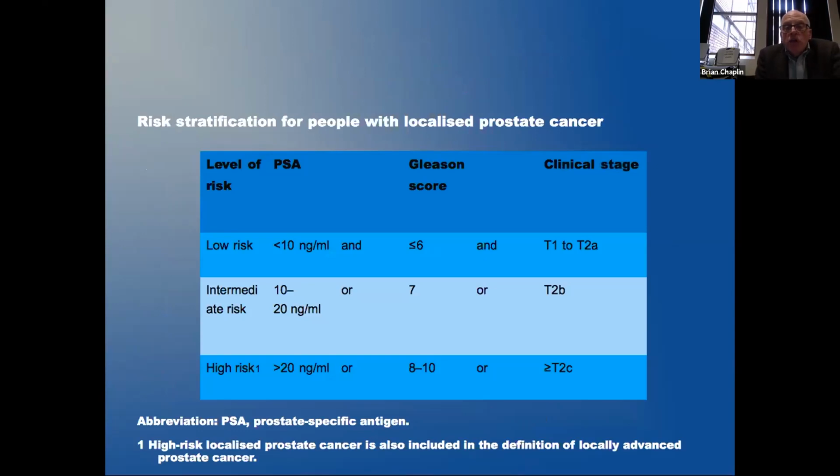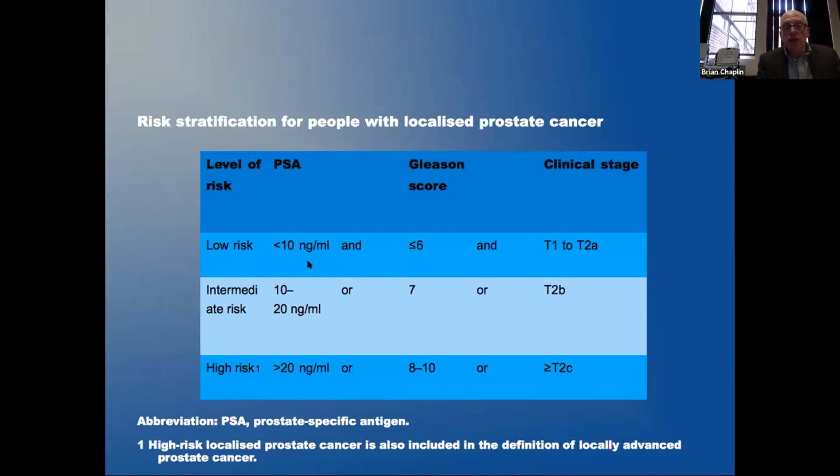Risk stratification for men with prostate cancer. This has some bearing because the low risk tumors carry a very low lifetime risk of developing metastatic disease and progressive disease. So what is the latest categorization?